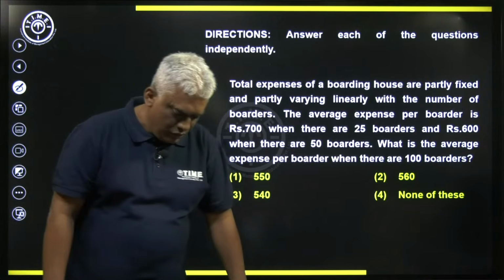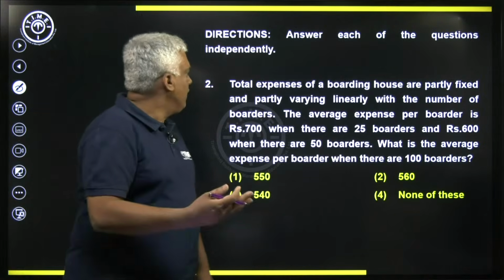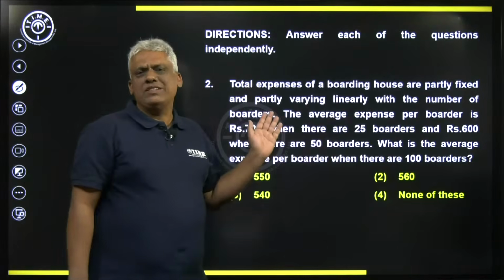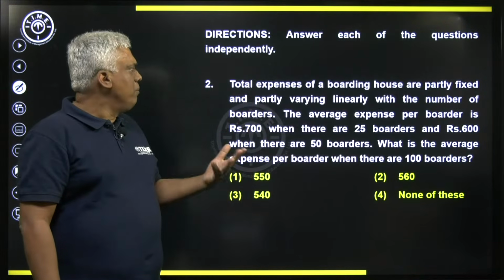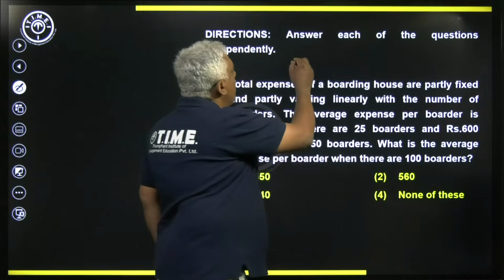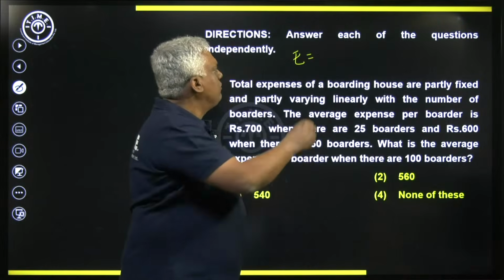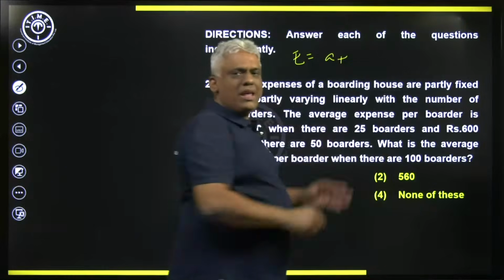Yes, Soeb, that's the right answer. Let's see. We can solve this by equation. You must have done this kind of question. But a simple way is, a simple trick is, you know that expenditure will be something constant plus partly variable, partly constant.